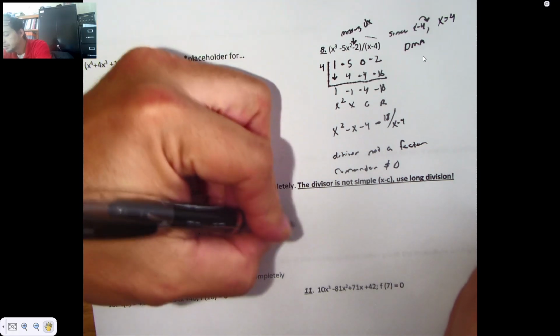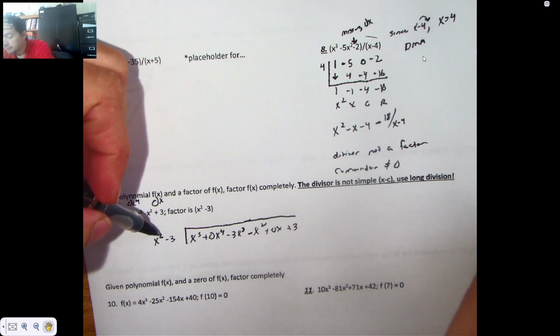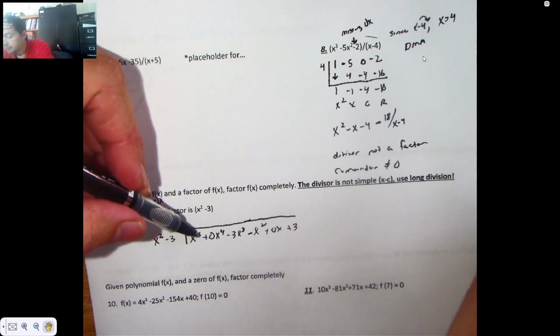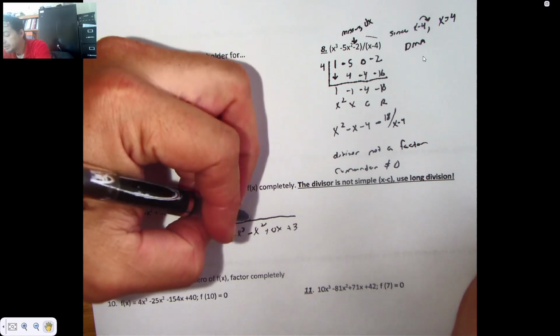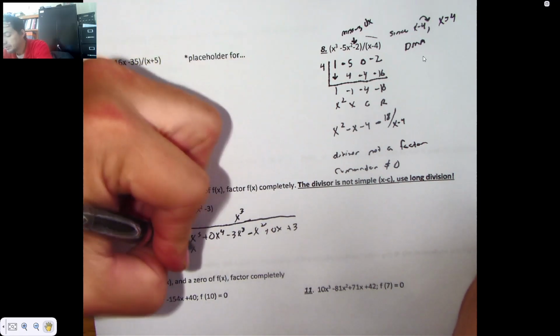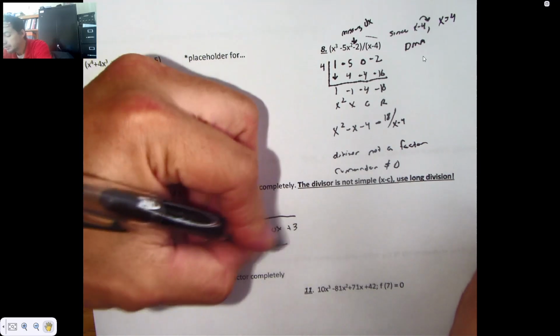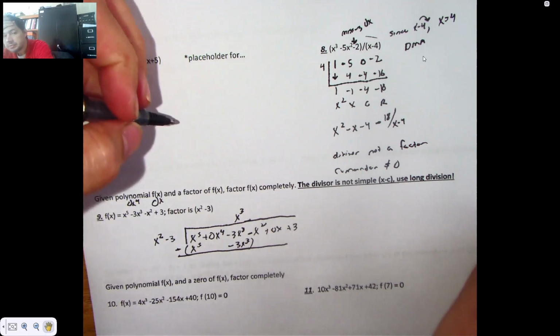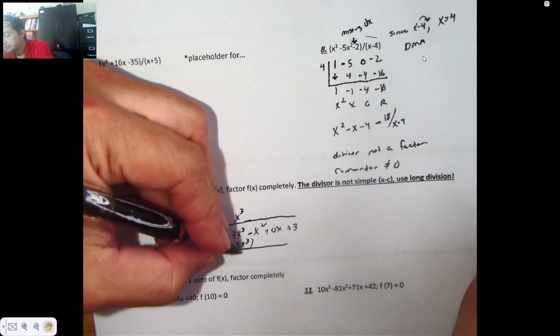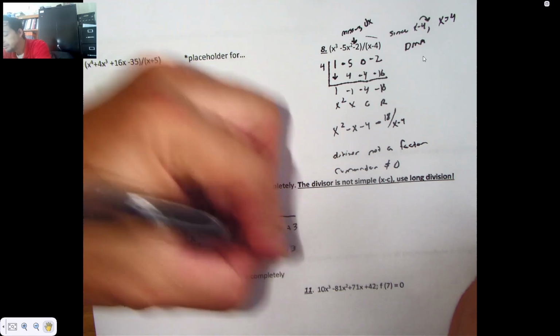Another placeholder. It's easy to forget about those placeholders. This might take a couple steps. To turn x squared into x to the 5th, we have to multiply by x cubed. Then we distribute x to the 5th minus 3x cubed. Oh, this is going to be nice. Look at all that stuff that just canceled out. Right before you subtract, 0, 0, 0, carry down, and I'm going to carry down that one too.